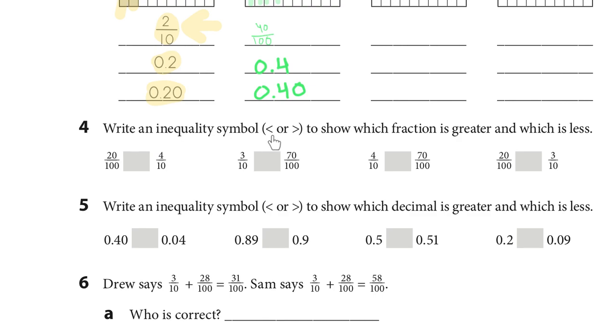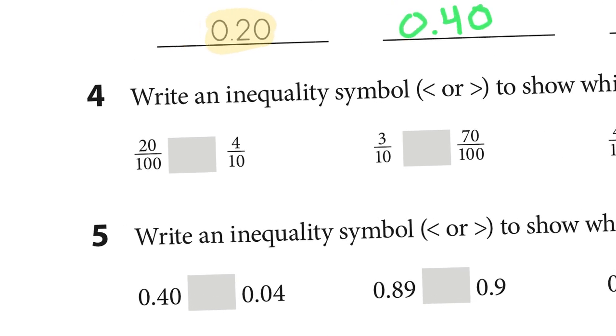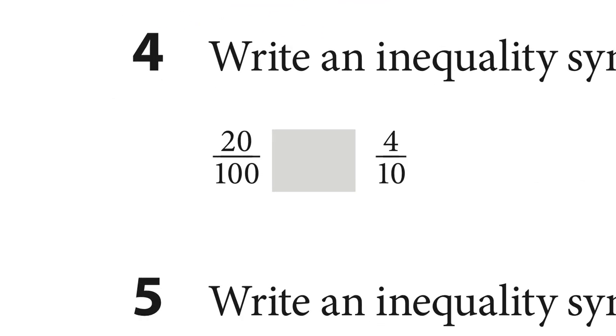Write an inequality symbol, which would be like a less than or a greater than sign, to show which fraction is greater and which is less. I'm going to really encourage you to do what we did earlier in the year, which is to do your zeros rule so that they match. So if one of the numbers is hundredths and the other is tenths and you're trying to compare them, the easiest thing to do would be to add a 0 to your tenths, making sure you do it to the numerator and the denominator, and then you can just compare the top numbers and say what's larger.